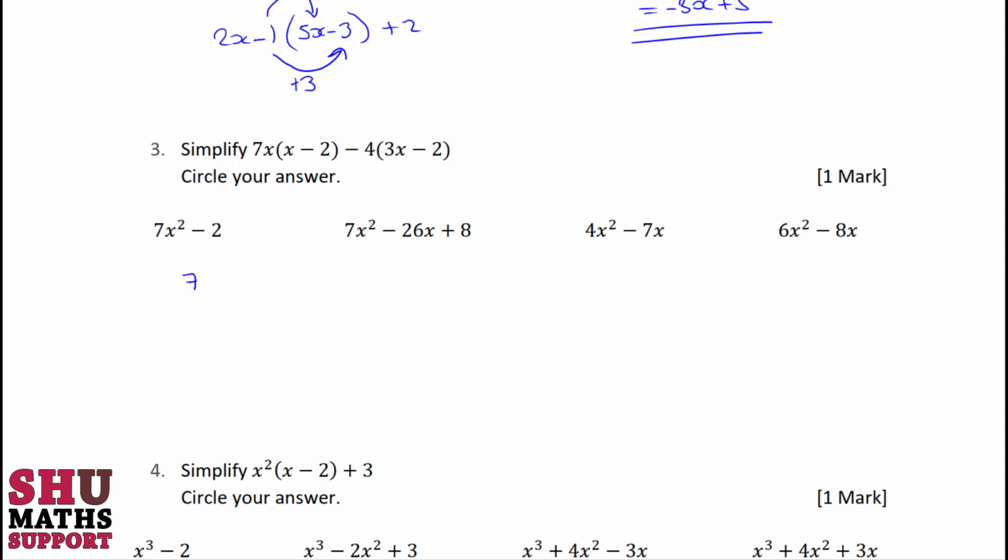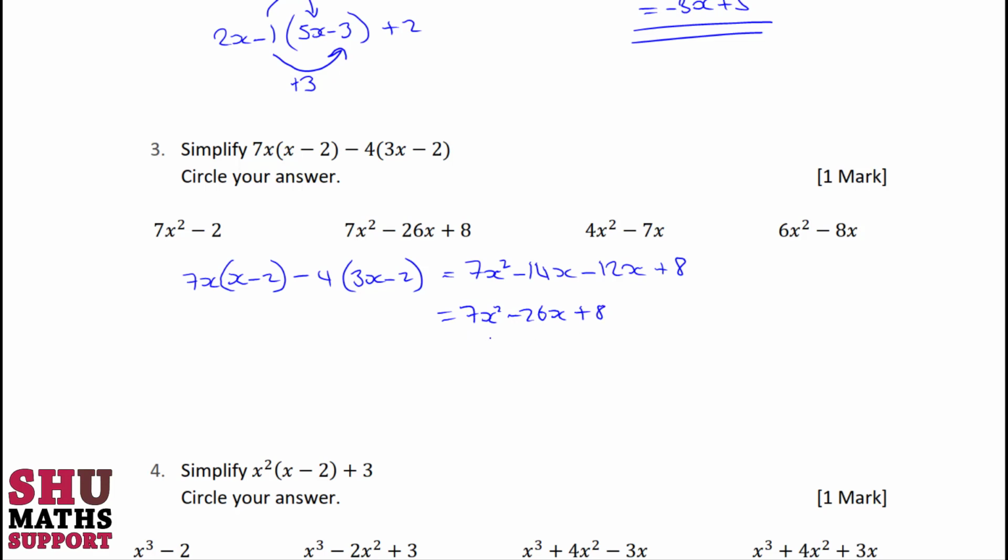So we have 7x times (x minus 2) minus 4 times (3x minus 2). And then we're going to take 7x and times it by x to give us 7x squared. And then we have 7x times by minus 2, which is minus 14x. And then we have minus 4 times 3x, which is minus 12x. And we have minus 4 times minus 2, which is positive 8. And then we can simplify this to give us 7x squared minus 26x plus 8 as our final answer.